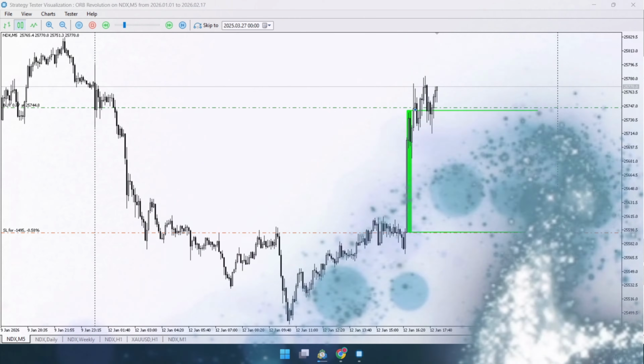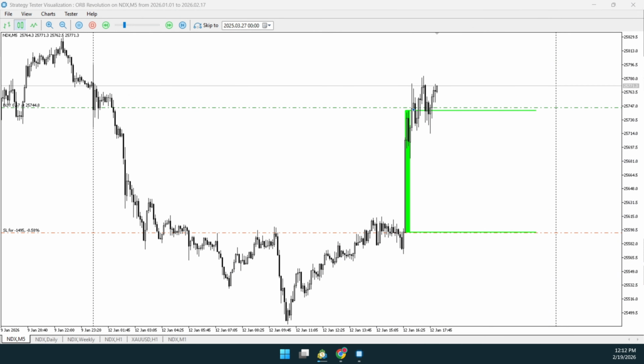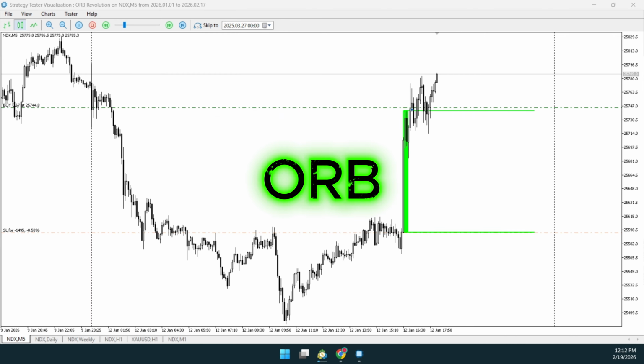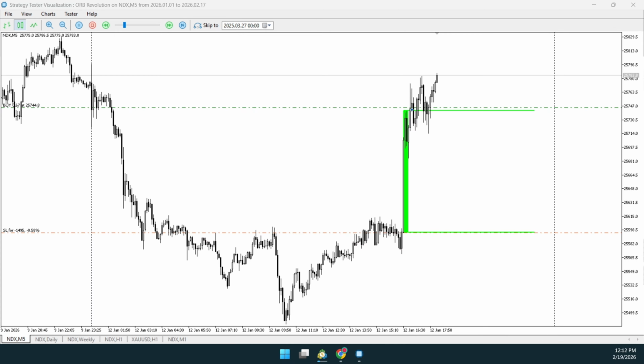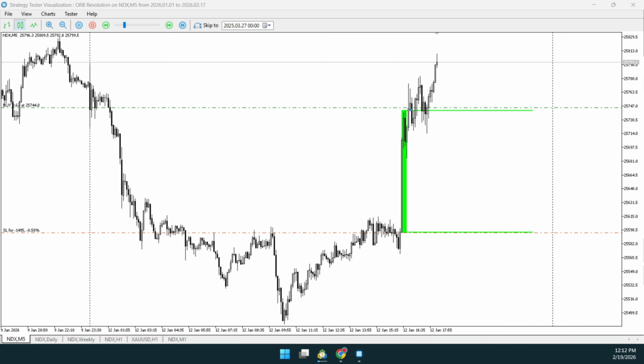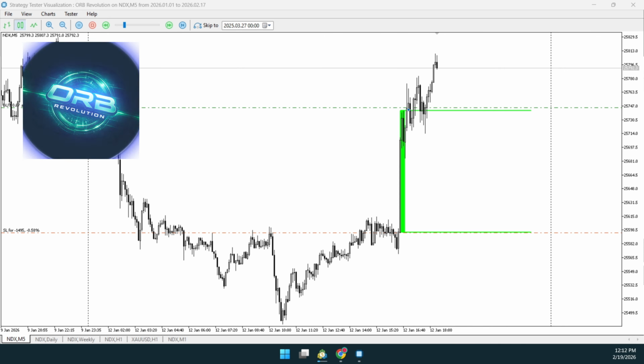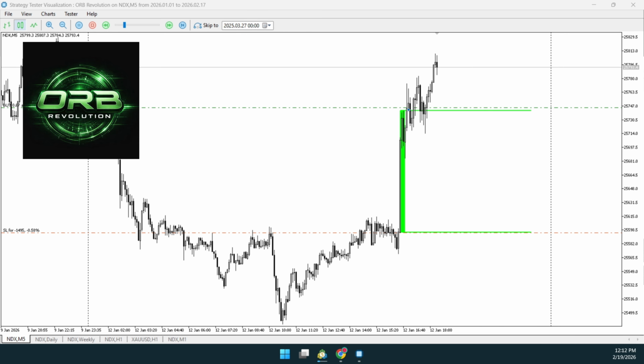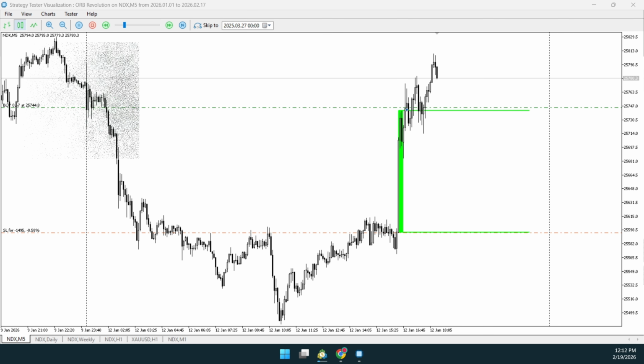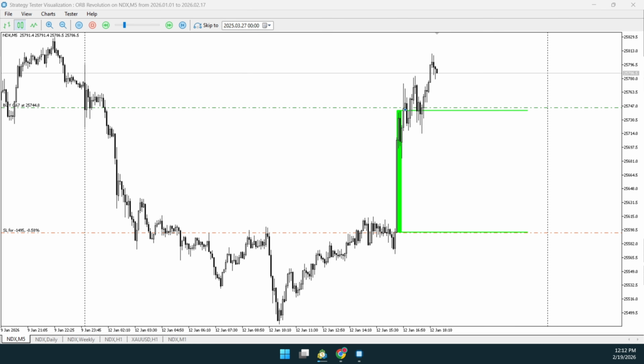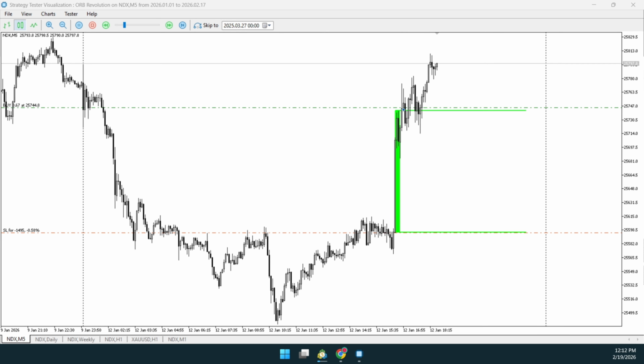Hi everyone, welcome back. Today I'm going to explain the Open Range Breakout Strategy, or ORB, one of the most widely used price action momentum strategies in trading. While my EA ORB Revolution is placing some trades in the backtester, as you can see on my screen, I'll break down exactly how this setup forms, when we enter, and why this approach works over the long term.